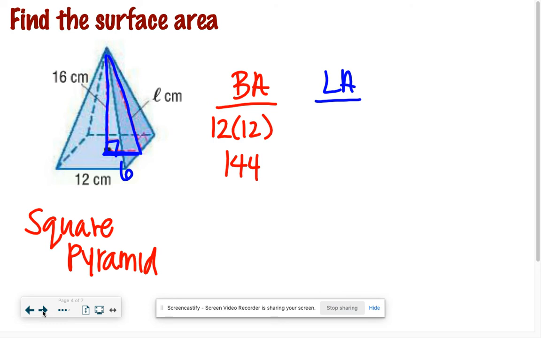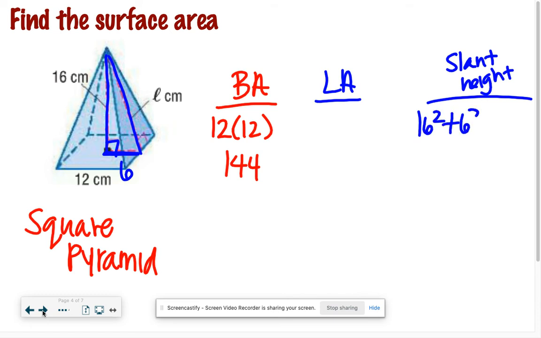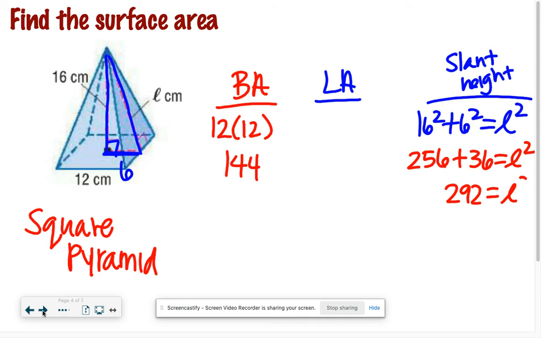And then we can do our Pythagorean theorem to find the slant height. So 16 squared plus 6 squared equals L squared. Crunch these out. 16 squared is 256. 6 squared is 36. Add them together, 292. How do you undo something squared? You take the square root. 17.1-ish. Are we okay with that?